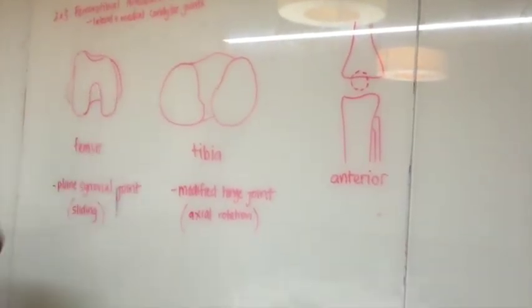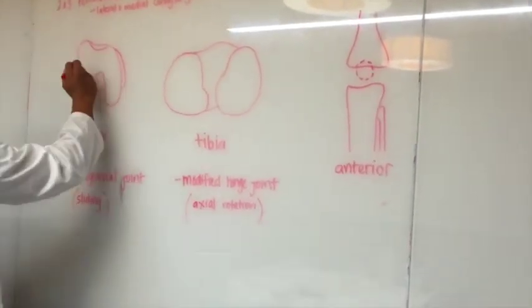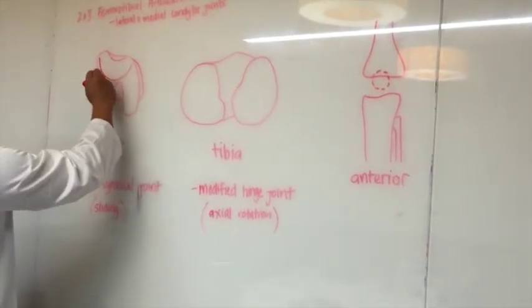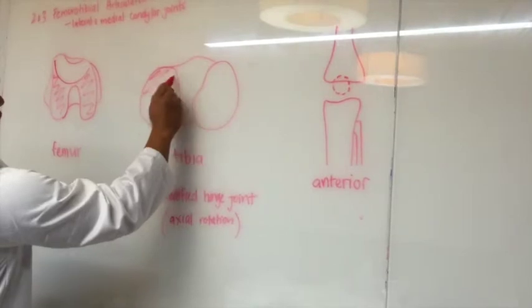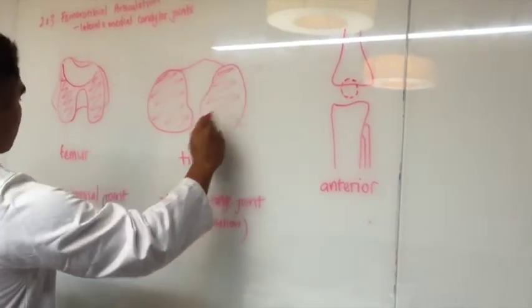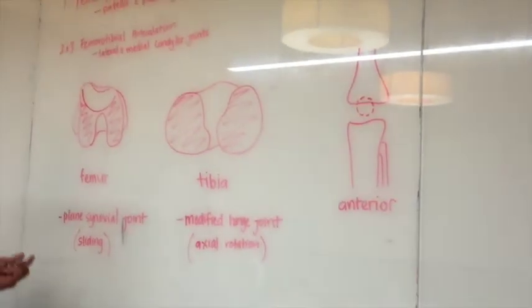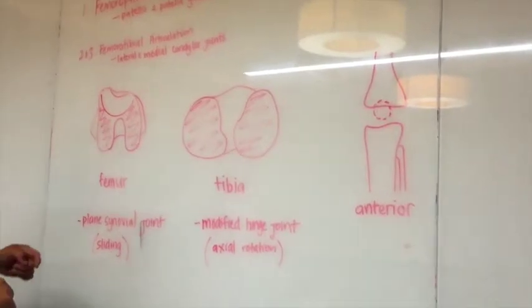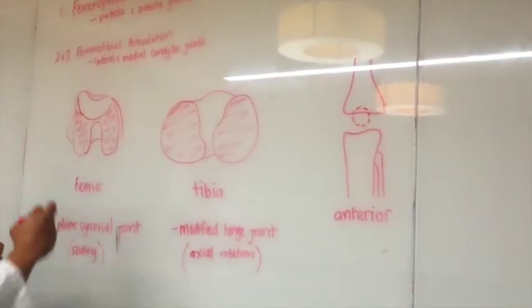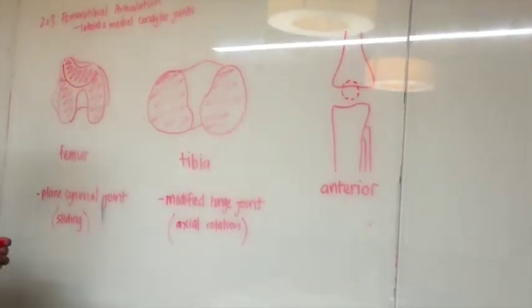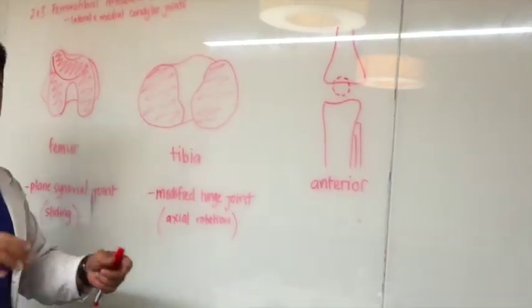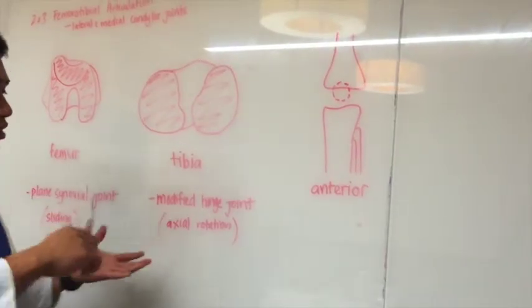With the femoropatellar articulation, your femur articulates in this region with the patella. Together this creates a plane synovial joint which allows sliding. Your second one, the femorotibial articulation, consists of this region on the femur joining here. This creates a modified hinge joint that allows the actual rotation and passive rotation of your knee.